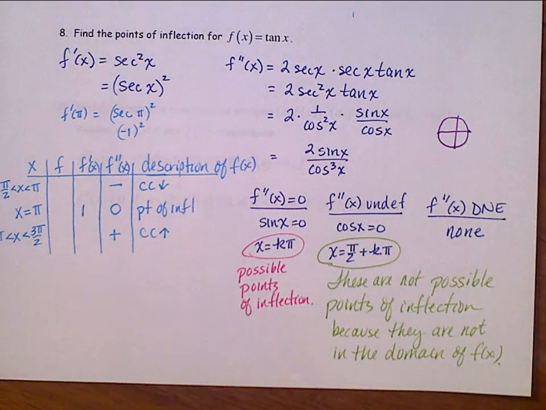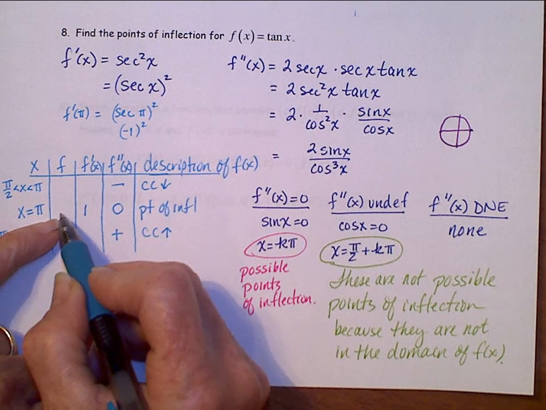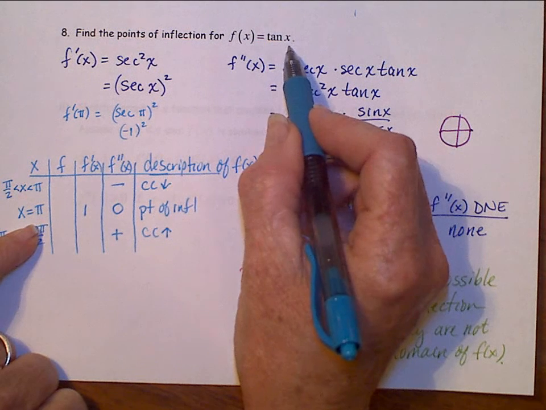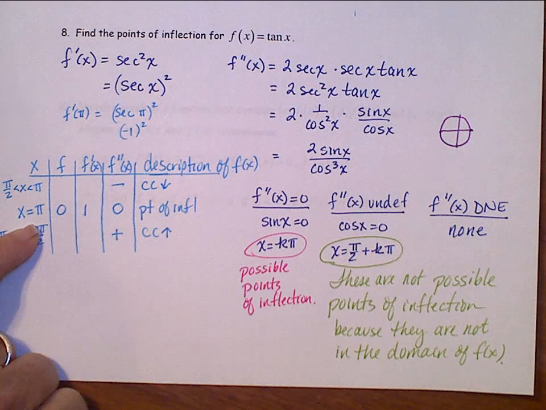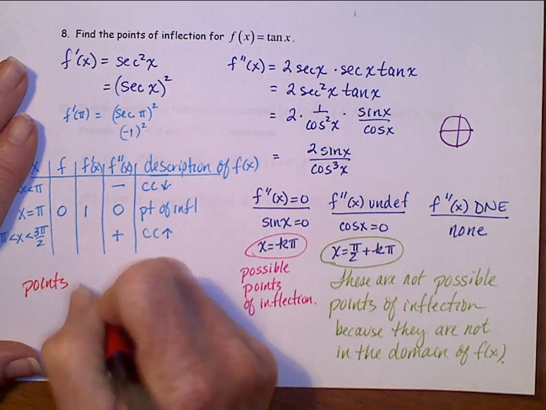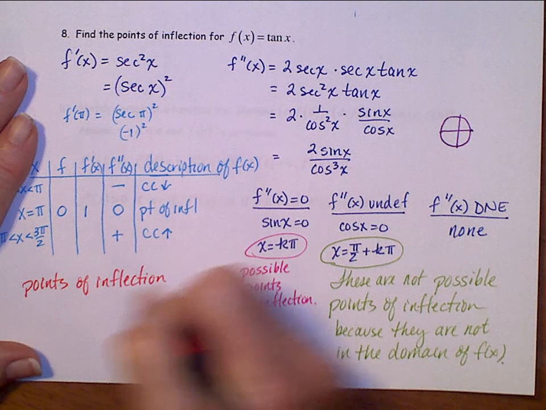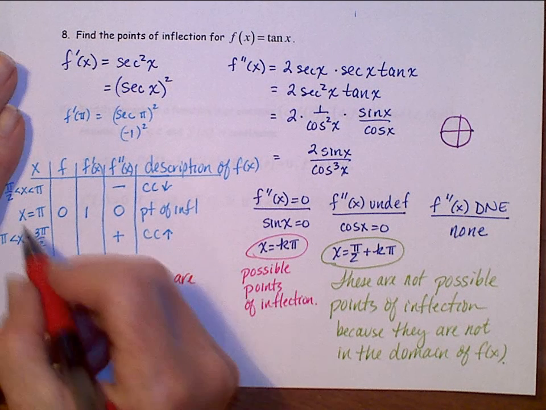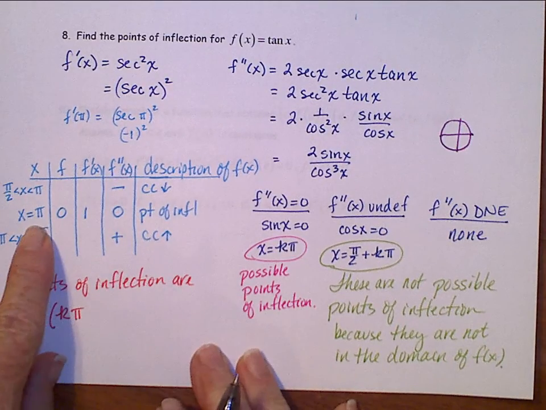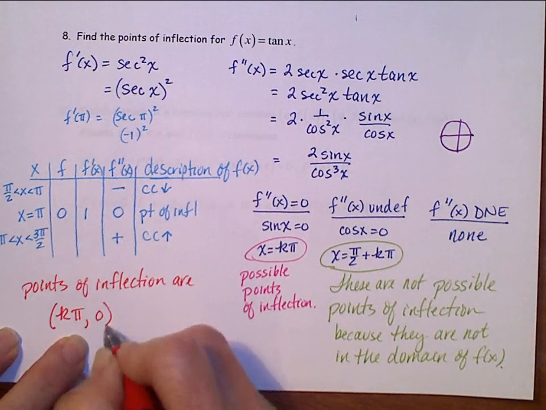All right. Last bit here, since I asked you to find the points of inflection, we will need to find this y value here: plug in pi into the original, and that will give us a 0 here. So our answer, the points of inflection are, the x coordinate is k pi. Remember, we just did one of them, and we know they're going to occur every pi units after that, so k pi, comma, 0.